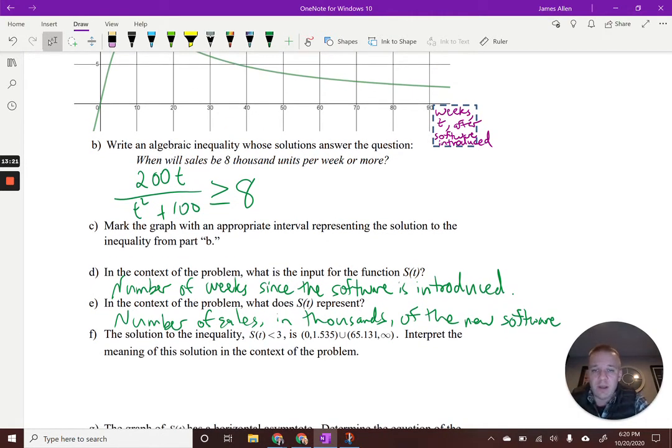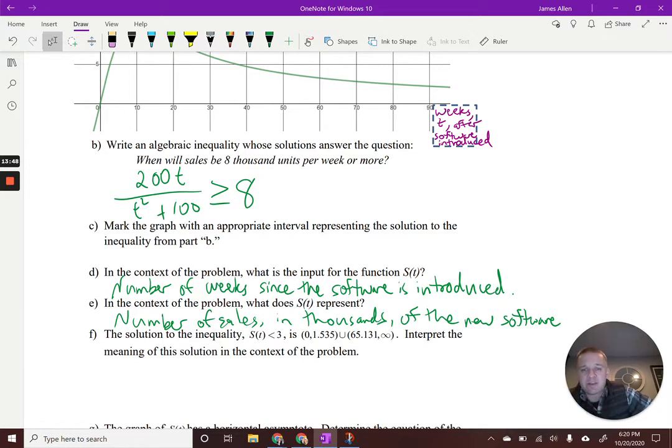The solution to the inequality S of T less than 3 is 0 to 1.535 union 65.131 to infinity. Interpret the meaning of this solution in the context of the problem. So what is that saying? Well, S of T is less than 3. And I know that S of T is the number of sales in thousands of new software. I just did that in part E.